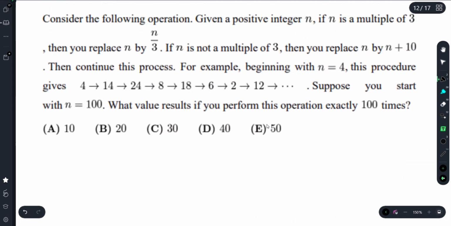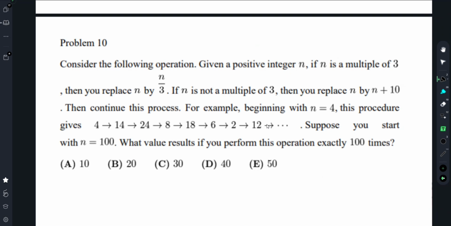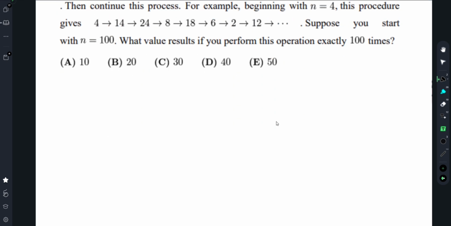Lastly, problem 10. Consider the following operation, given a positive integer n. If n is a multiple of 3, then you replace n with n over 3. If n is not a multiple of 3, then you replace n with n plus 10. So if we start with n equals 100, what's our value that we get after performing it exactly 100 times?